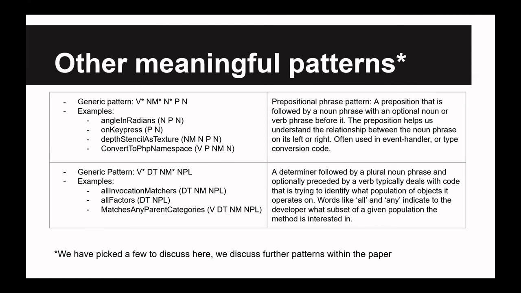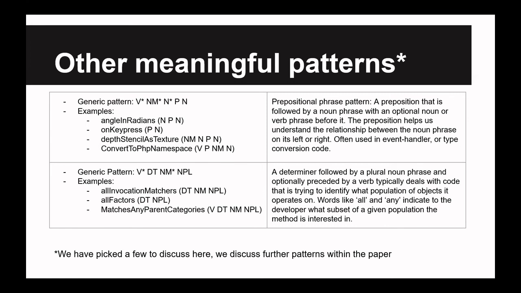The second pattern on this slide is a determiner followed by a plural noun phrase and optionally preceded by a verb. The meaning of identifiers following this pattern tend to be specifying the population that they represent or are interested in. For example, all invocation matchers has the determiner all in its name. The word all implies that this represents a list or is a method containing a list, where the population of that list is all of the invocation matchers. This is the same for the identifier all factors.